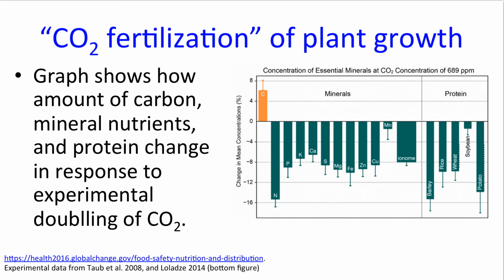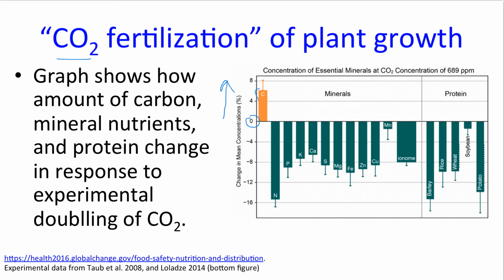On the y-axis, we can see 0 right here. Anything above this means there's an increase. Anything below this means there's a decrease. So in environments that have artificially high carbon dioxide, mimicking what's expected to happen later in the century, the amount of carbon in that food material increases. That makes sense, right? More carbon in the atmosphere, more carbon in the food.